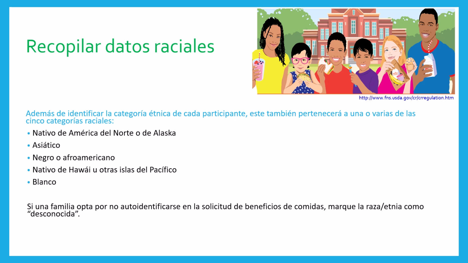The next step would be to collect racial data. In addition to falling into one of the two ethnic categories, every person will also fall into at least one of the racial categories listed on the screen, which are American Indian or Alaskan Native, Asian, Black or African American, Native Hawaiian or other Pacific Islander, and white. Some participants will identify as more than one of these racial categories, but each participant should be identified in at least one of these categories. So if you have 100 participants, you should have 100 people total listed in your ethnicity section and 100 or more in the racial category. If a family chooses not to self-identify on the meal benefit application, you would mark the race and ethnicity as unknown.